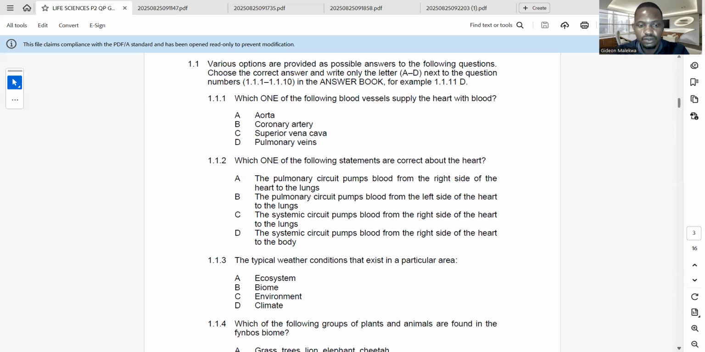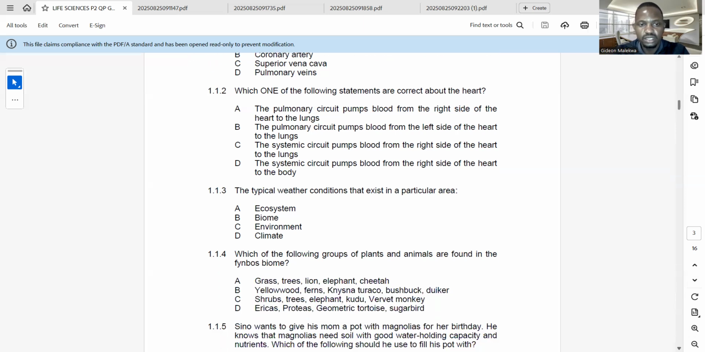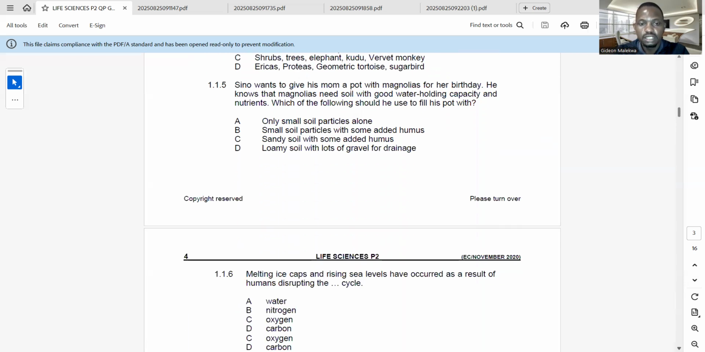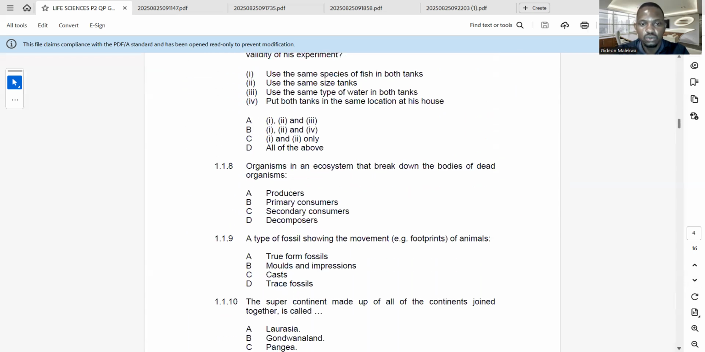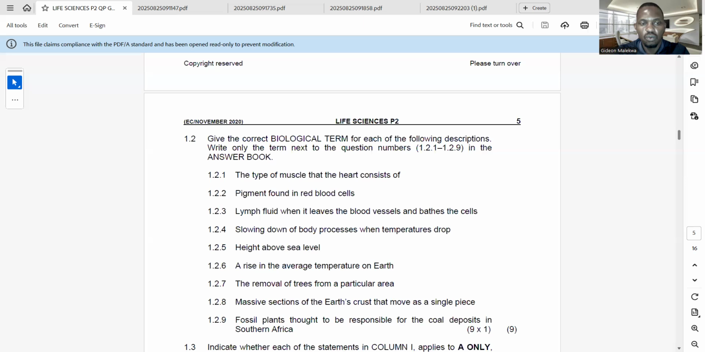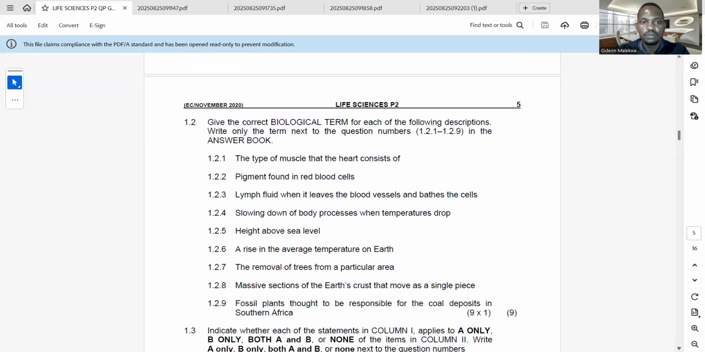Okay, moving on very quickly, the other questions are not relevant. So let's move straight to question 1.2. Question 1.2, give the biological term for each of the following descriptions. Write only the term next to the question numbers 1.2.1 to 1.2.9 in the answer book. The question is actually giving us instructions to write only the term next to the question number. So let's see how it is done.